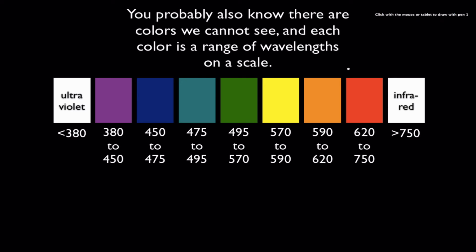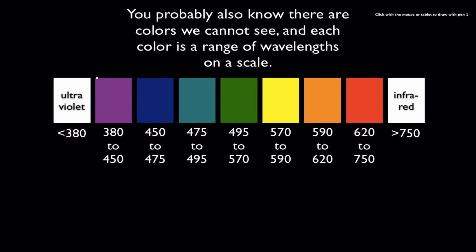Wavelengths shorter than 380 nanometers are what we call ultraviolet. They're not visible to our eyes. We can't see them because our eye pigments can't detect them. If you get a little bit longer than 380, we get into the purple range, and so on as we move towards the right. Anything longer than 750 nanometers is called infrared. Again, this is a wavelength of light that our eyes cannot see.